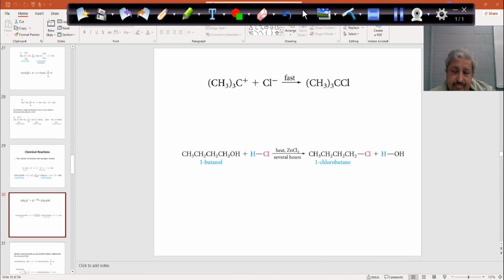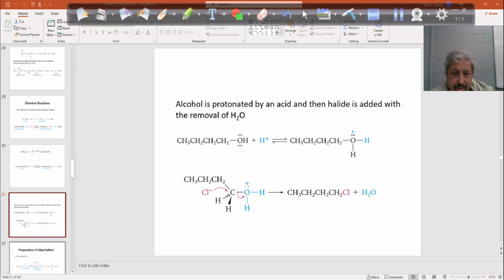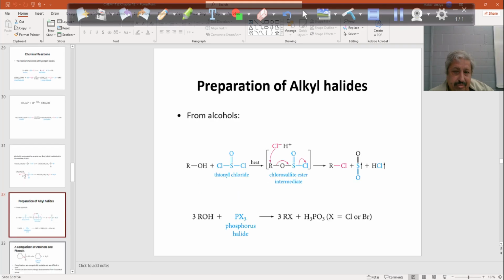Okay, guys, so this is a mechanism. I'm skipping this. Don't worry about it. The same thing. You produce a carbocation, then you'll have the alkyl hydronium cation, and then the halide, the chloride, will come in and attach itself, and you pull out H2O. So anyway, we'll not go through the mechanism again. This is the preparation of alkyl halides.